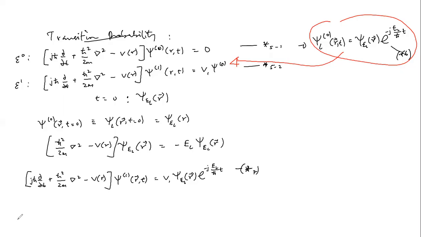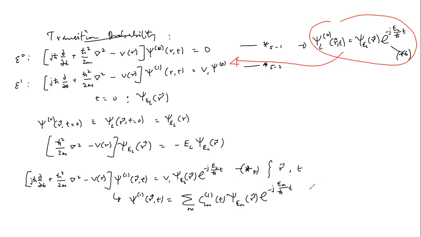Now, from this seventh equation, the differential operator involves terms of separate independent variables, that is r vector and t, so the method of separation of variables applies. And the general solution by the separation of variables will become psi 1 of r vector and t, the sum over m of c_m of 1 of t psi m of r vector e to the j E m over h cross t. So let's say this is our equation.